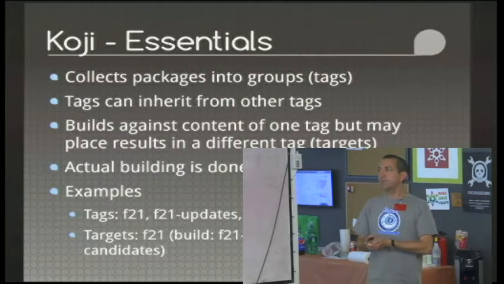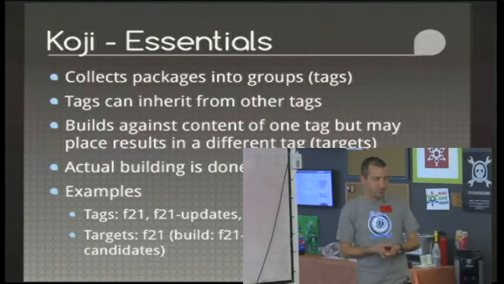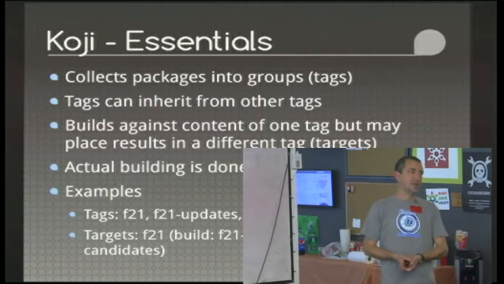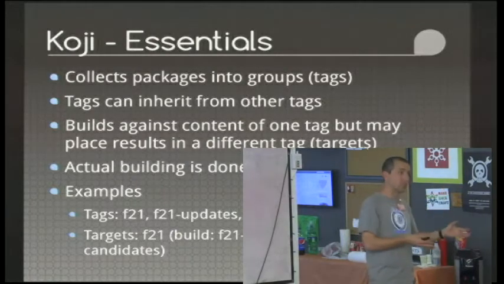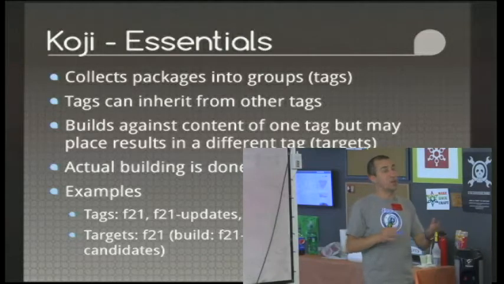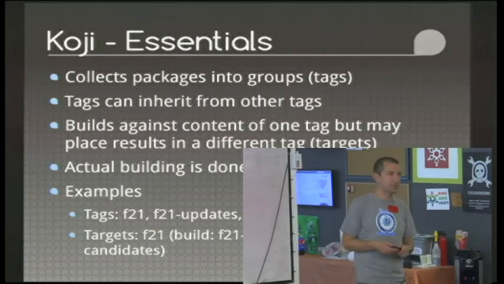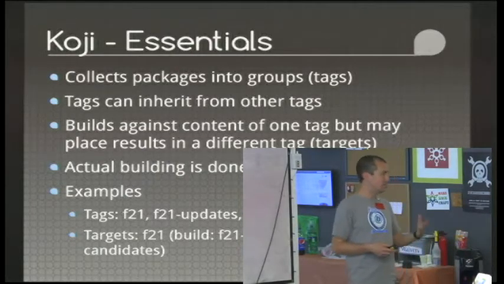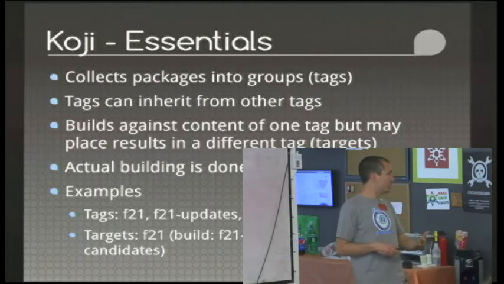I think probably the single most essential thing to understand about Koji is it has this idea of a build target, which essentially says, I would like to build this package, and I would like the build to have access to this tag that represents one group of packages, but I would like the output of that build to go somewhere else. Now, why is this useful? Let's say I, as a package maintainer, have a potential update for Fedora. I want to build that with Fedora 20 and all of the updates to Fedora 20, and I want the output to be a binary package.